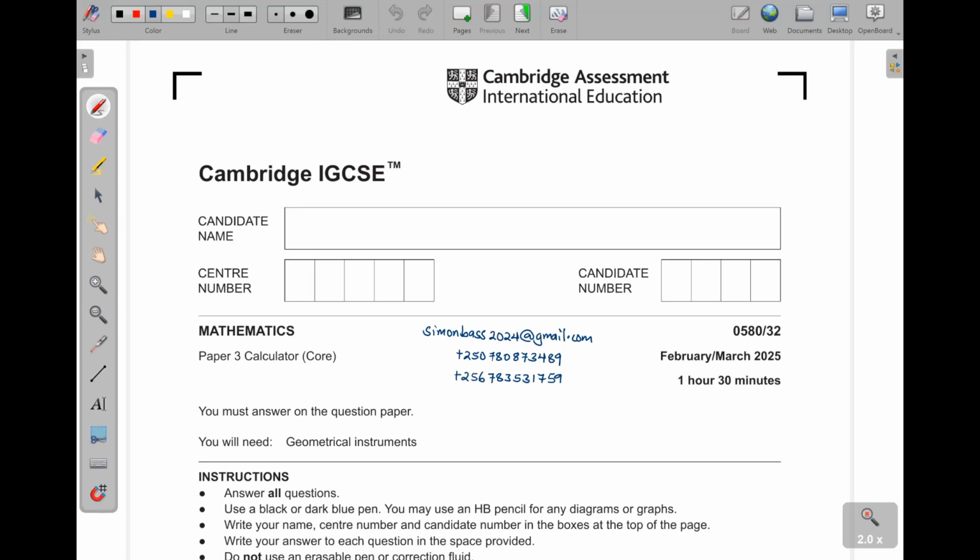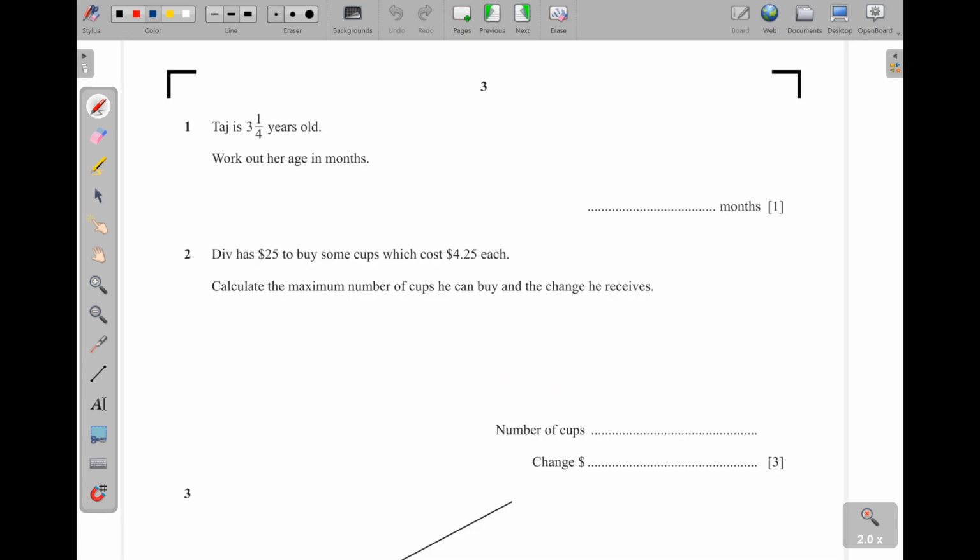This is teacher Simon taking you through Cambridge IGCSE Core Mathematics paper 3-2 for February-March 2025. Question 1. Taj is 3 and a quarter years old. Work out her age in months.